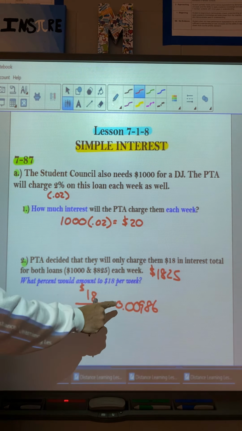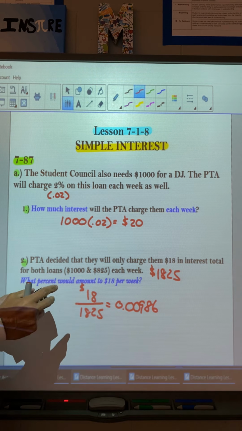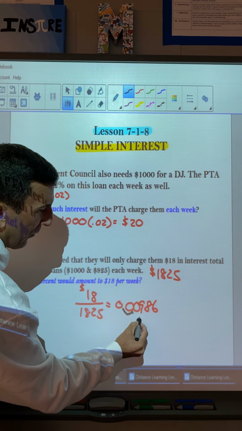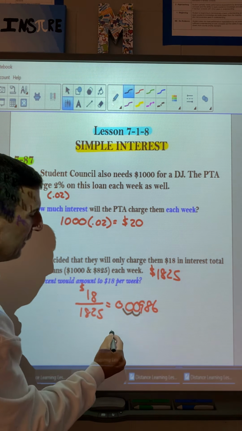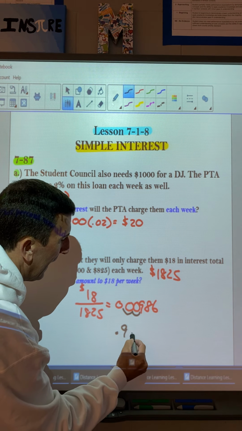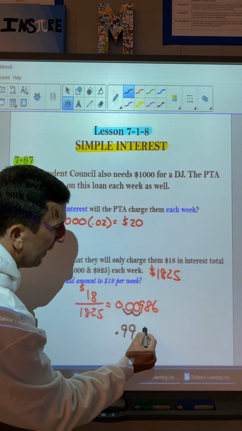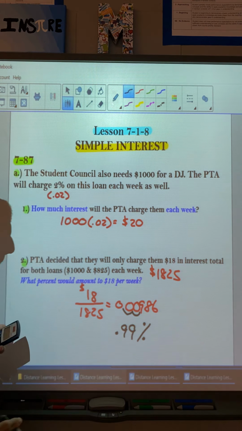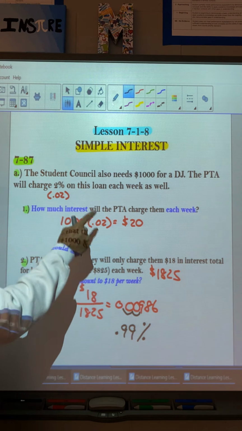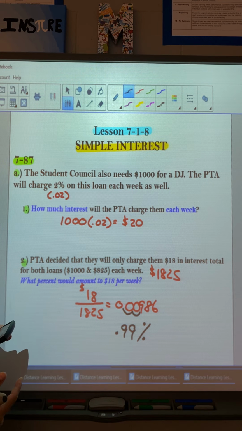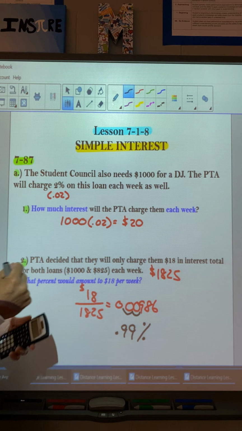Now here's the key, we've got to figure out what percent that is. So in order to change a decimal back to a percent, you've got to move your decimal place back 2 spots. So now we have 0.9, and this 6 tells me to round that up, 0.99%. So it's not even 1% interest. So that's kind of a good deal. Instead of 2% interest, we have just under 1% interest. So we actually had to go the other way.